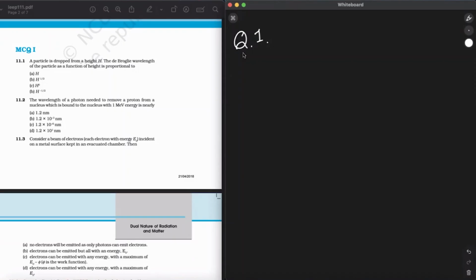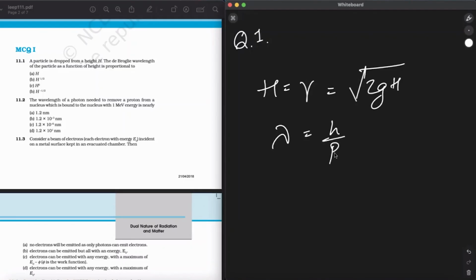Now, according to de Broglie, a moving particle sometimes acts as a wave and sometimes acts as a particle. The wave associated with a moving particle is called the matter wave or de Broglie wave, and it propagates in the form of packets that we all know. Now, if I ask you to write the velocity, it is root 2gH. And the de Broglie wavelength lambda is equal to h upon p.